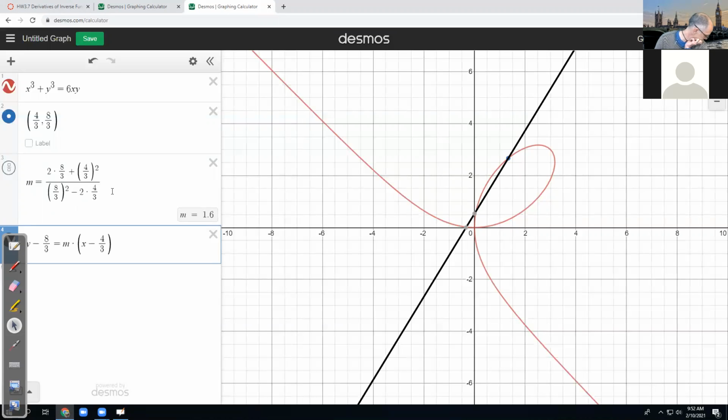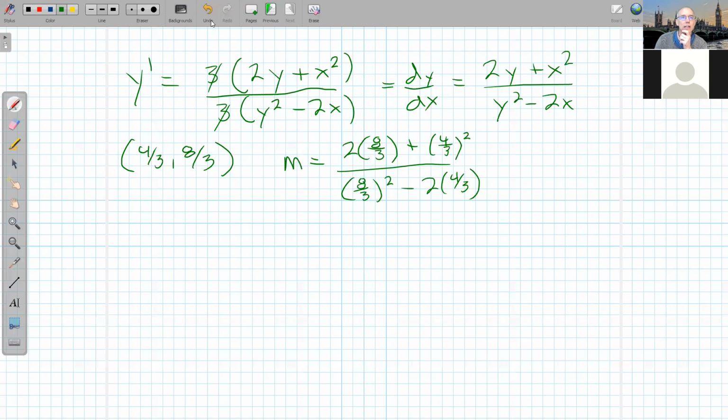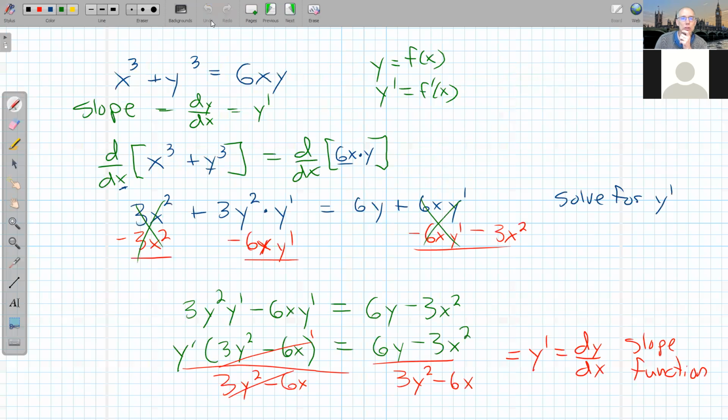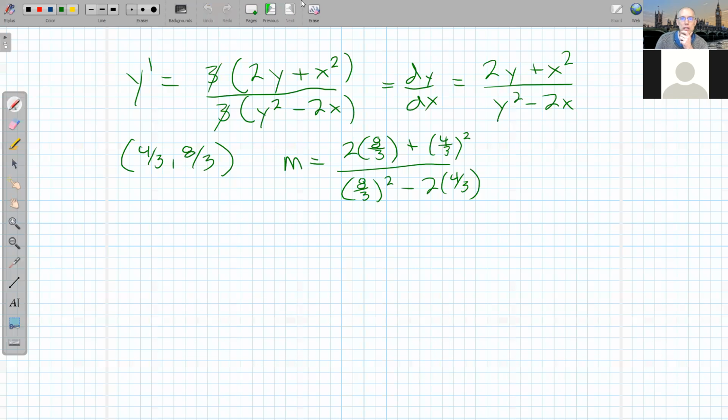Oh, it does. I have a sign error. Thank you for pointing that out. Let's go back here. I miscopied somewhere along the way. Yeah, the numerator has a negative also. Thank you for noticing that. Good job. All right, so here, that should not be positive, it should be negative. All right, that should fix it.